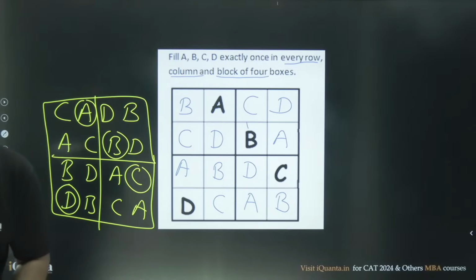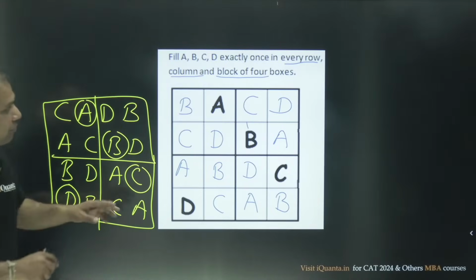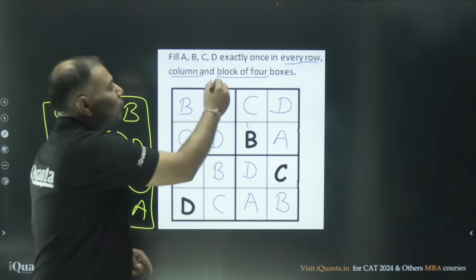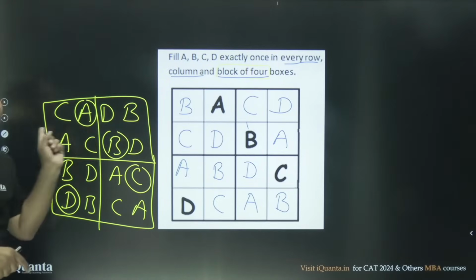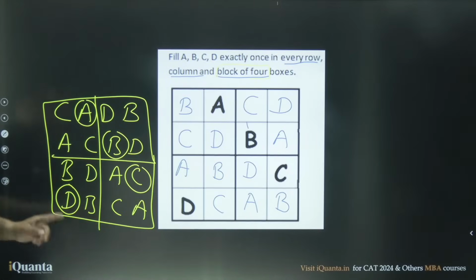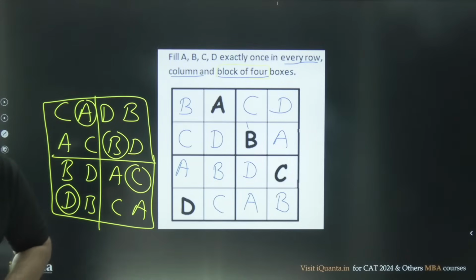सत्यम भैया गड़बड़ हो गया. See, we need to see this block of 4 boxes also, not only rows and columns. केवल हमें rows या horizontal line और vertical line ही नहीं देखने हैं. We need to see the 4 boxes in one block. So this condition is not being satisfied, Satyam. Is it okay?